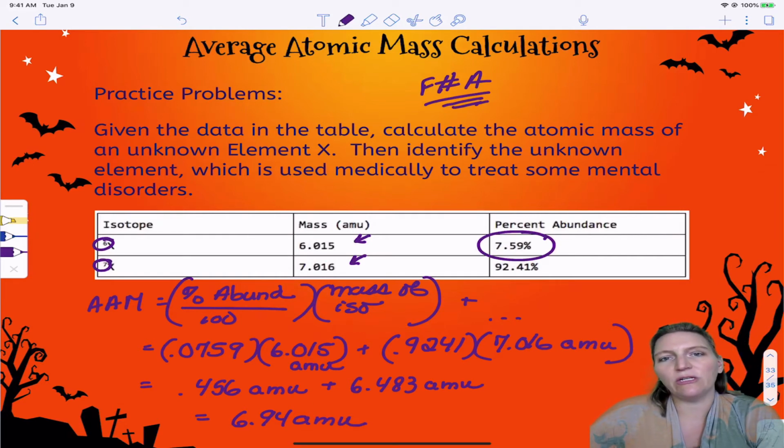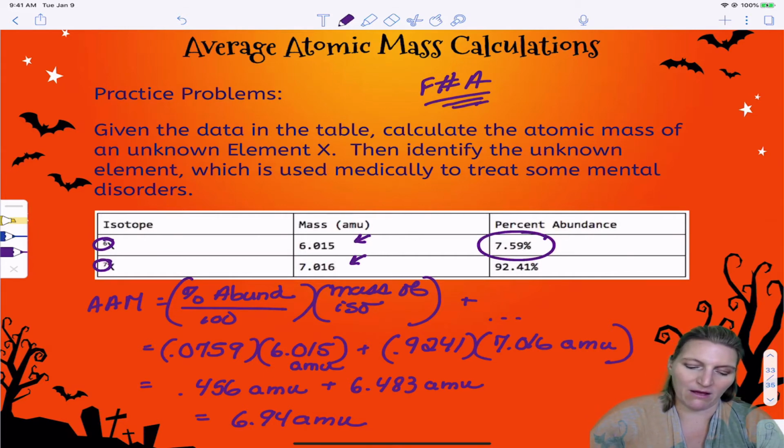When I'm actually doing this in my calculator, I'm not rounding in between each step. That's one thing that we do in chemistry: we don't round until the very end. So I was using the whole number that has an infinite number of decimal places in my calculator.